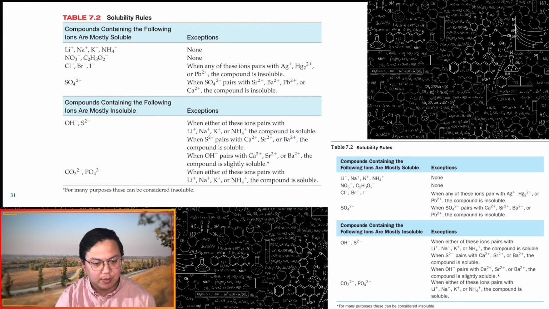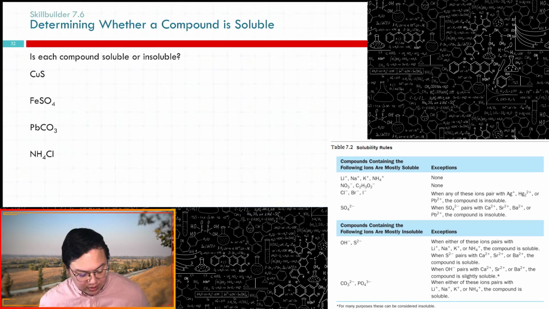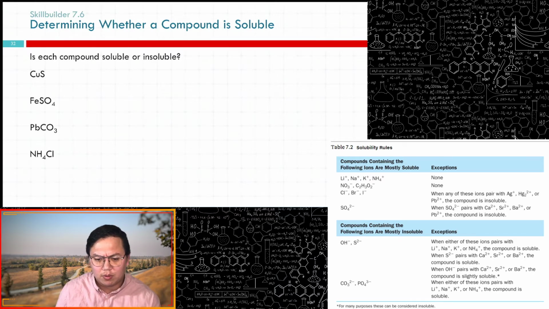All right, so here's that table again. So is each compound soluble or insoluble? You first have to identify on the table what we're looking for. So we can look for copper on our table. And I would start by looking on the left side, right? So copper, not in lithium, sodium, potassium, ammonium, not a nitrate or acetate, chlorine, bromine, iodine, sulfate. Go down the list here and you don't find copper.